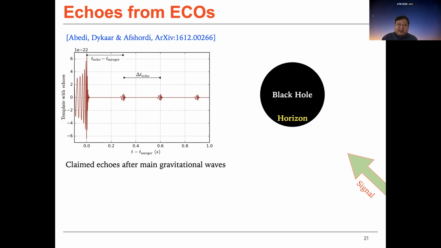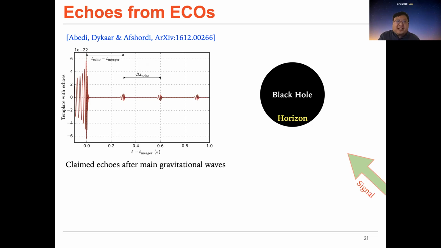But of course, if you have any structure a little bit outside the horizon, maybe then they can reflect waves and make the black hole not black. And I think that would be one way you can say, or at least my point of view of looking for these so-called echoes. Okay, so these echoes triggered a lot of interest in the past few years, and these authors claimed, probably wrongly, that they have seen these echoes after the main gravitational waves from LIGO events.